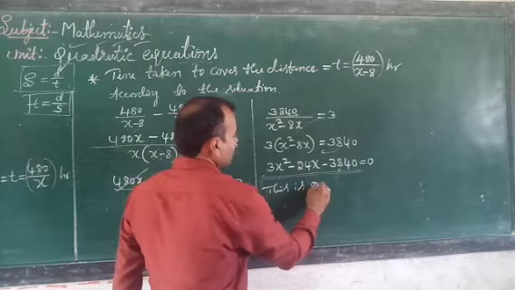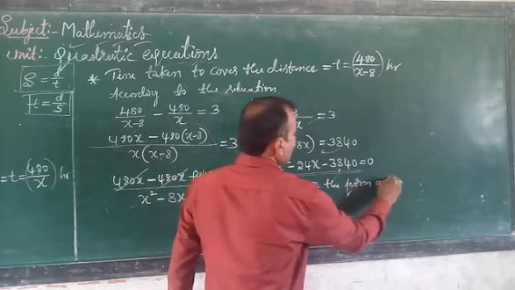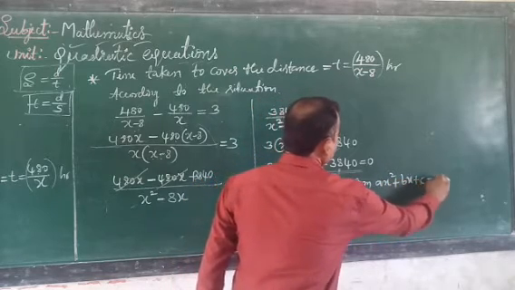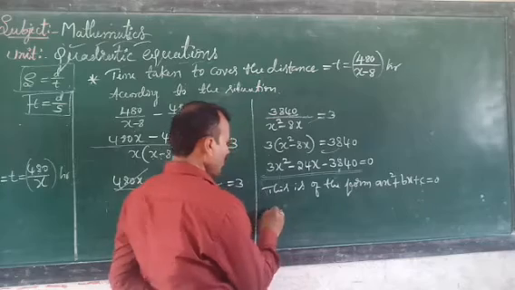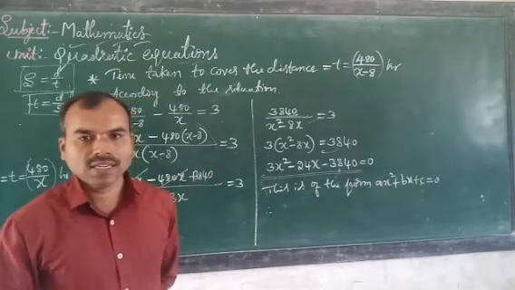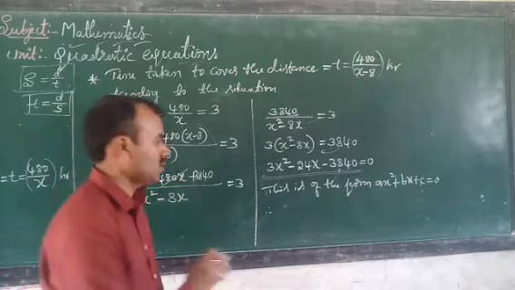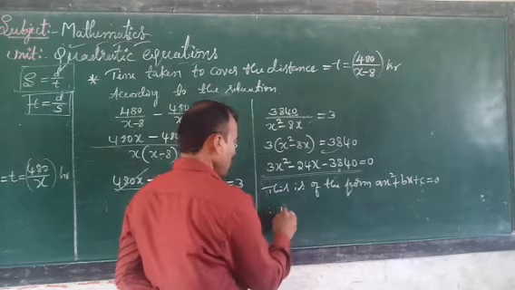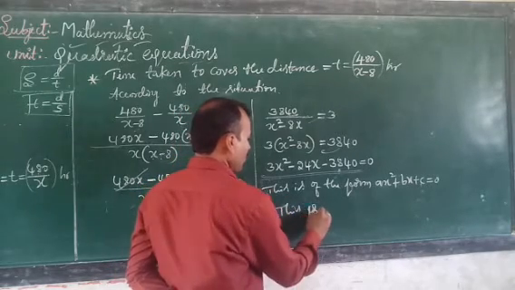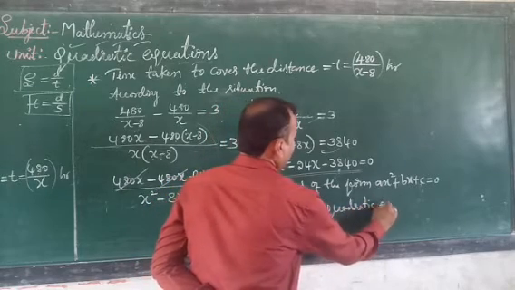Therefore, this is of the form ax square plus bx plus c is equal to 0. Therefore, the given situation is of the form quadratic equation. This one. Therefore, this is a quadratic equation.